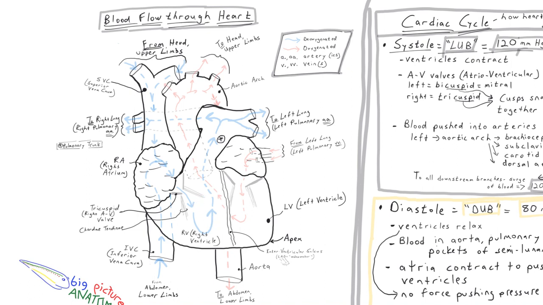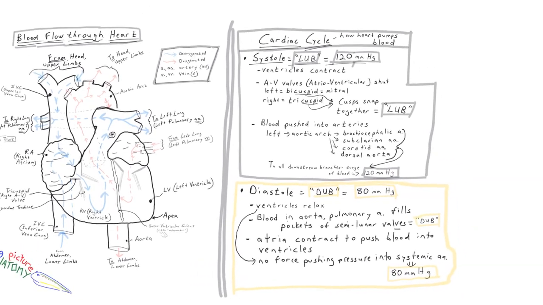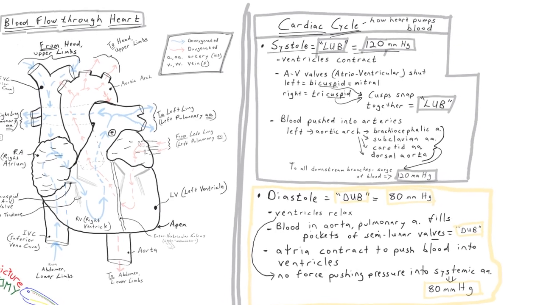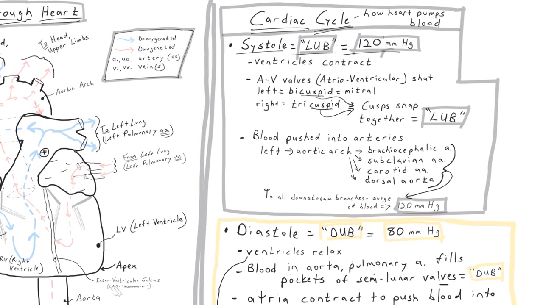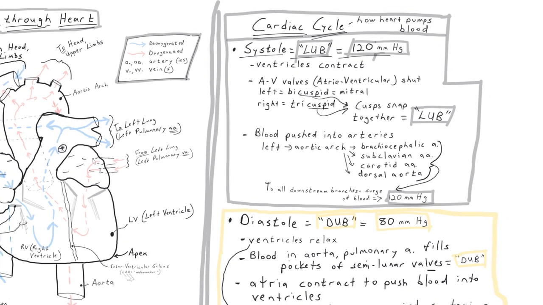So that's the pattern of blood flow through the heart. Now, what we want to take a look at next is that blood doesn't just flow through the heart, it gets pumped through the heart. And we want to talk about the cardiac cycle, or how it is that the heart pumps the blood. And when we talk about the cardiac cycle in its simplest form, there's two parts to it, systole and diastole.